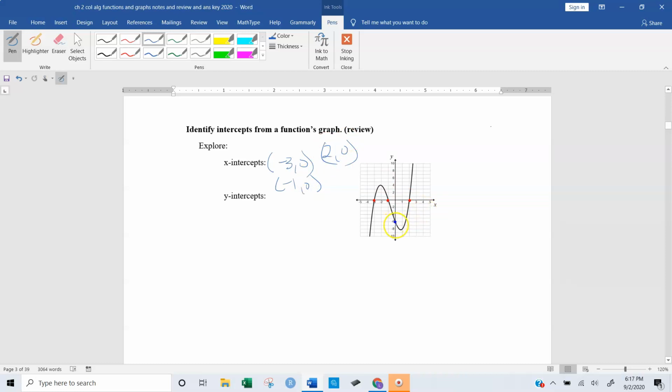Y-intercept is where it crosses the y-axis. And that's the blue dot, which is, oh, sorry. I would have yelled at you for that, so don't you guys do that. It's 0, -6. Make sure the y has the value.